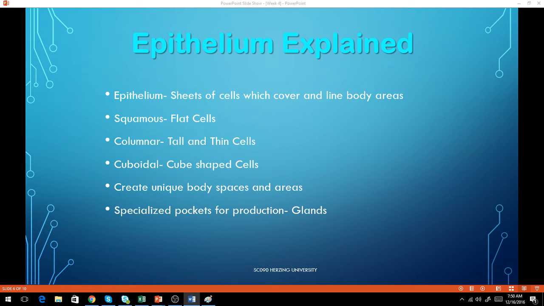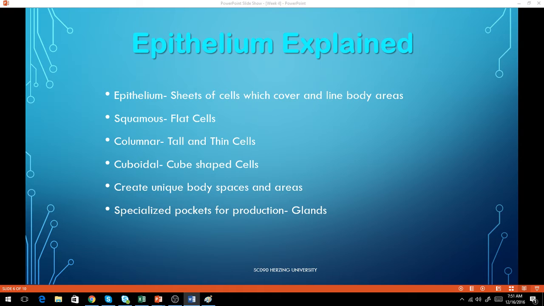Let's explain epithelium now. The body has a variety of cellular sheets and layers which cover and line the body areas. These specialized sheets of tissue are called epithelium or epithelial tissue. In our expanded studies, we'll learn more about some of the different types of epithelium. For now, I want you to know that these types exist and have some fairly distinct properties.